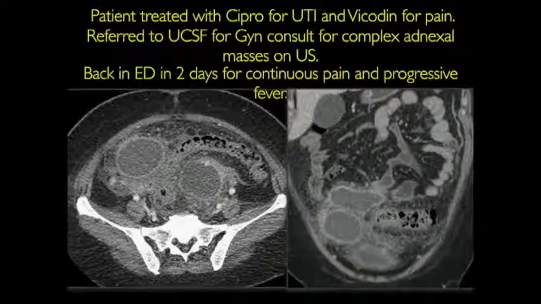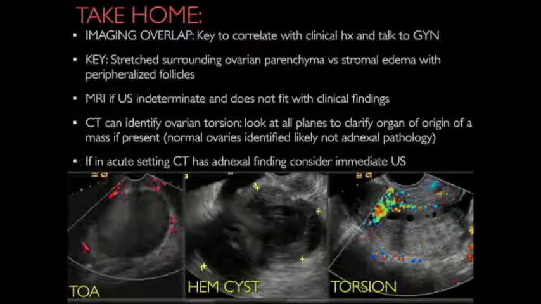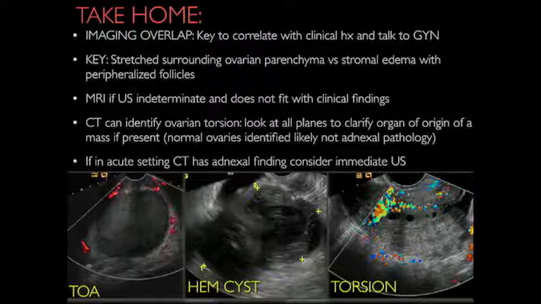So this is a subtle pickup on the CT, not to miss a tubo-ovarian abscess. Perhaps we would not have missed that on the ultrasound in the proper clinical setting. But an important thing, if you have adnexal findings, do try to interpret them and put them in context with the clinical picture. So the take-home point is there is imaging overlap, and the key is to correlate the clinical history and talk to your GYN colleagues if things just don't make sense. We always tell them, treat the patient, not the picture, and they tell us the same: well, we have to follow what makes most sense.